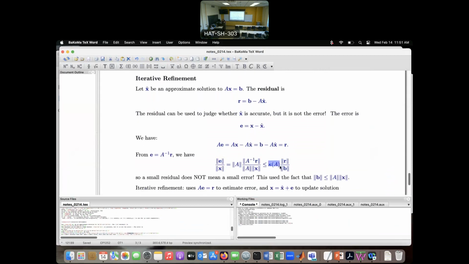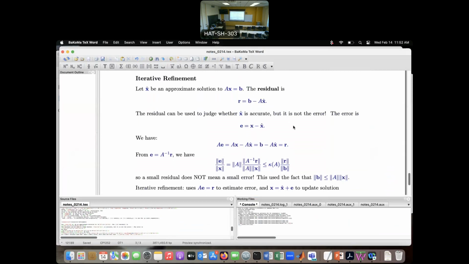So what that means is it's possible that the residual might be very, very small and the error could still be large. Let's suppose your residual has a norm of 10 to the minus 15, but your condition number is 10 to the 10. Then your relative error in the solution might be on the order of 10 to the minus 5. So you have to be careful about that. But unfortunately, the residual is something that we can compute, so it is often used as a measure of accuracy.